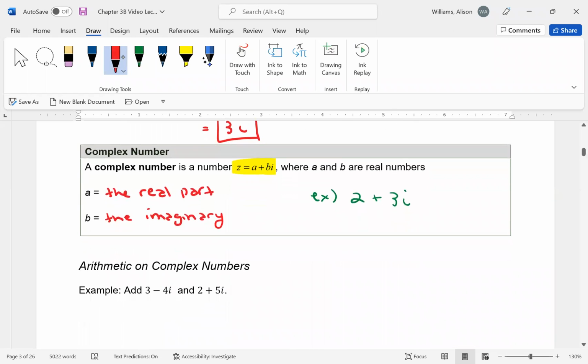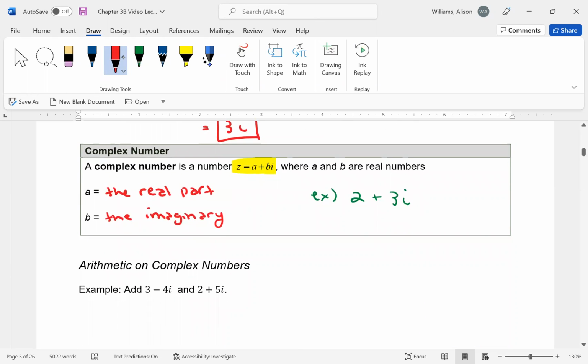Okay, so let's see how complex numbers work. Let's say we want to add two of them together, like 3 minus 4i and 2 plus 5i. Well, here's what's really cool. If I want to add them together, I literally add the real parts and the imaginary parts. So I'm going to basically do like terms. I'm going to take the 3 and add it to the 2, which is 5. And then I'm going to take the -4i and add it to the 5i, and that's going to be positive 1i. And boom, we're done.